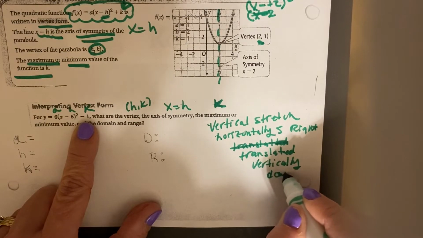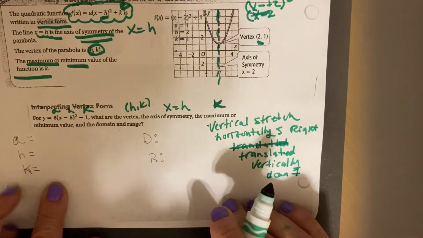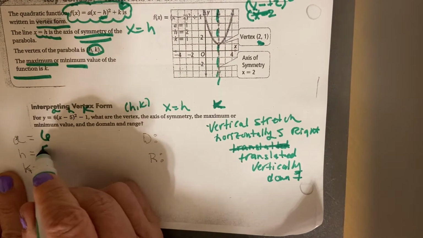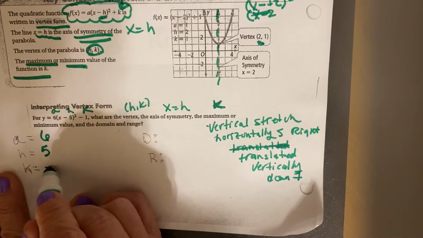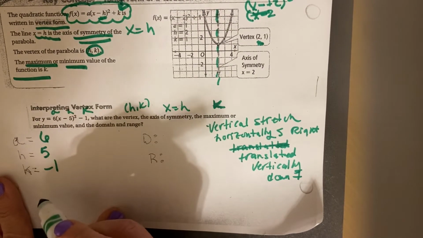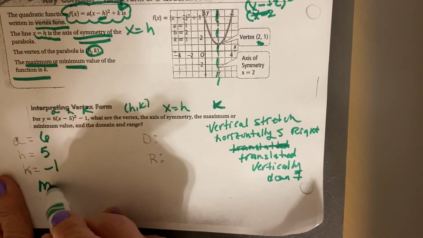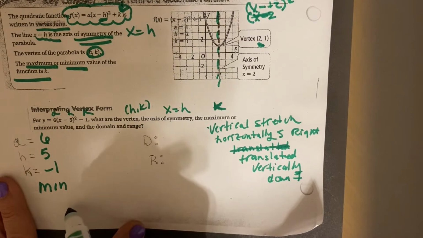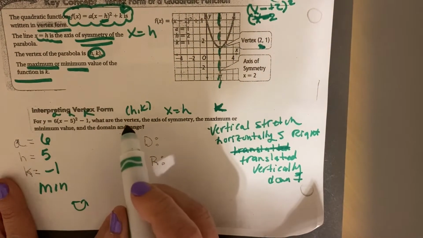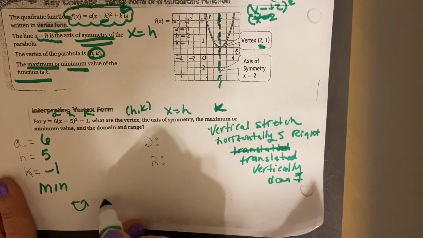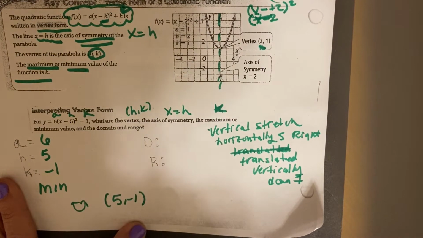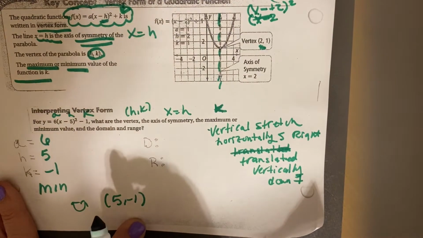Down 1. Okay. So our a value is this value right here, which is 6. Our h is 5, and our k is going to be negative 1. So we know that this is opening up, and so this is going to be a minimum. So that is a min because we know it's opening up. Our vertex is going to be our h and our k. Our vertex is going to be (5, −1).